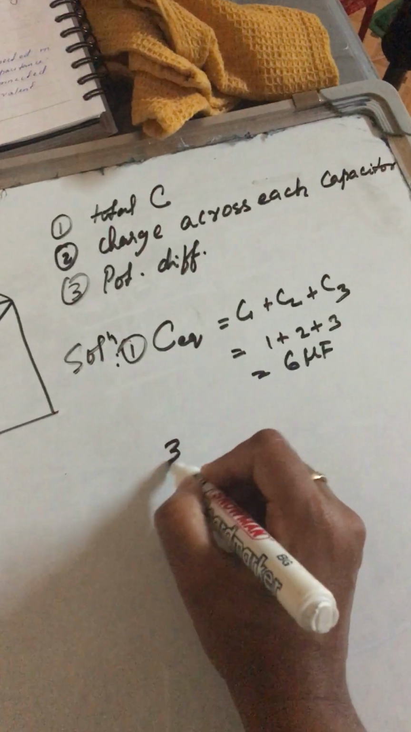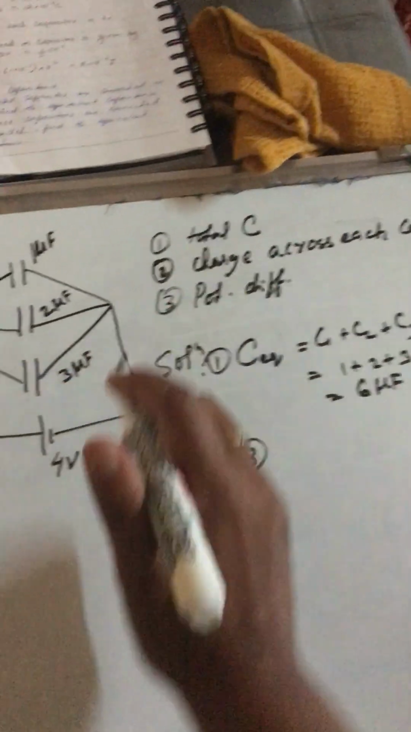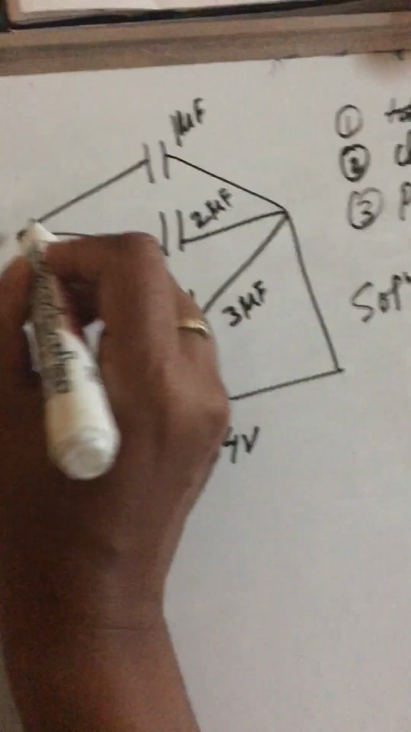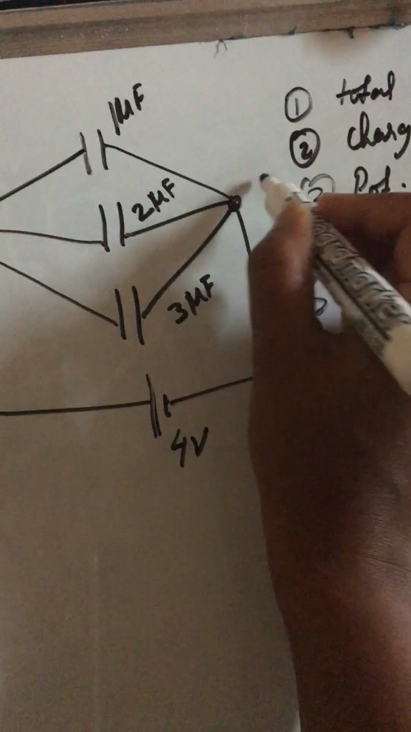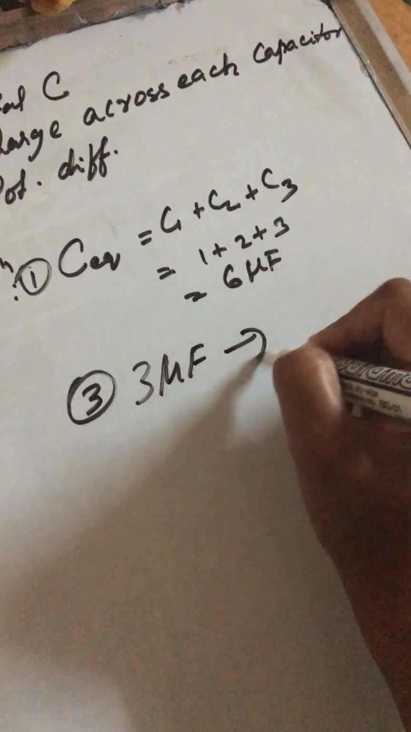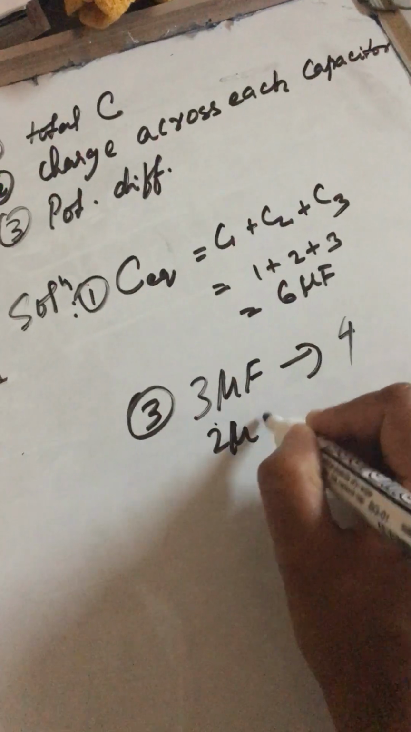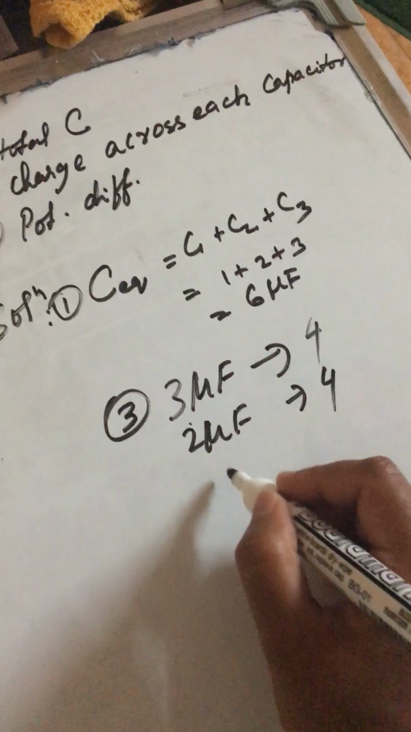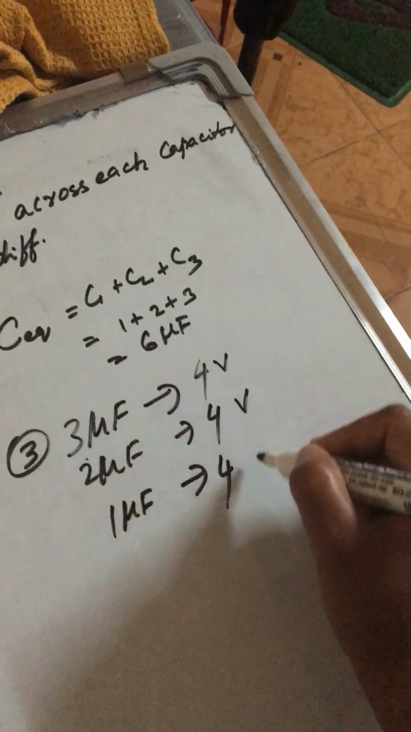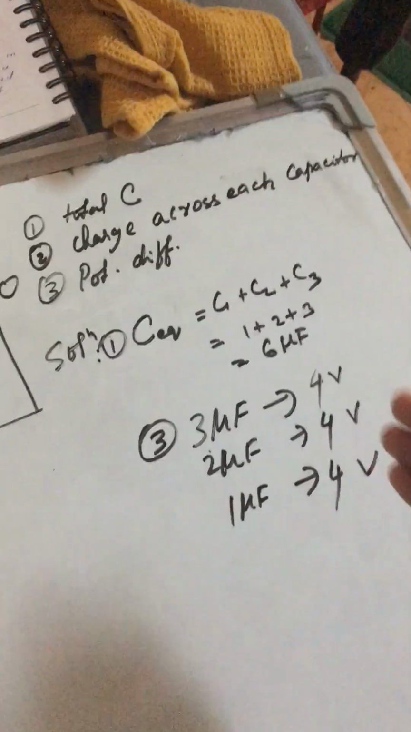Now coming to number 3. I'm not doing 2 first; first I'm doing the potential difference across each capacitor. This side is 4, this side is 0. So across 3 microfarad, the potential difference is 4 minus 0, which is 4. Across 2 microfarad also 4, across 1 microfarad also 4 volt. In all cases it's the same, so this question is only checking whether you know the concept or not.